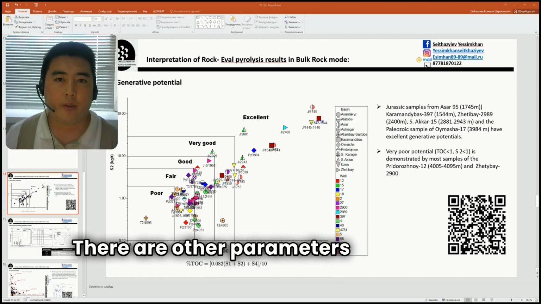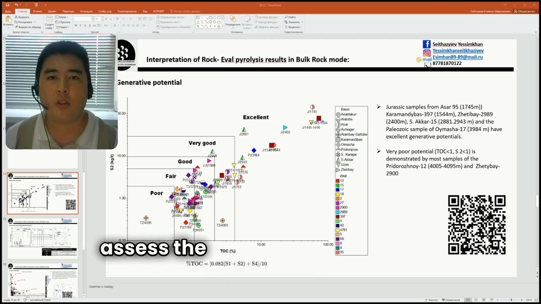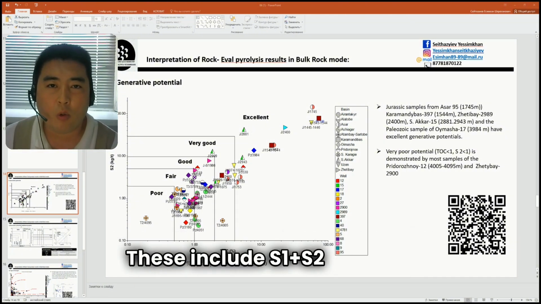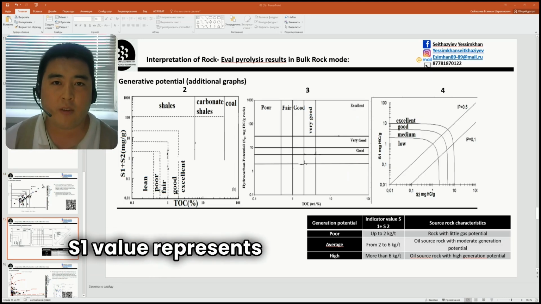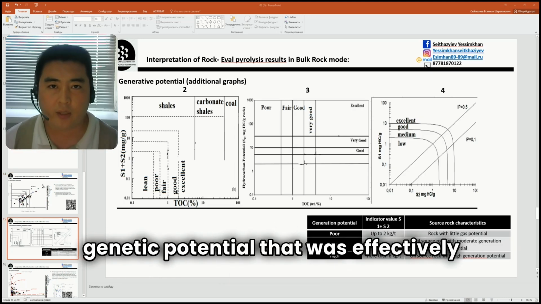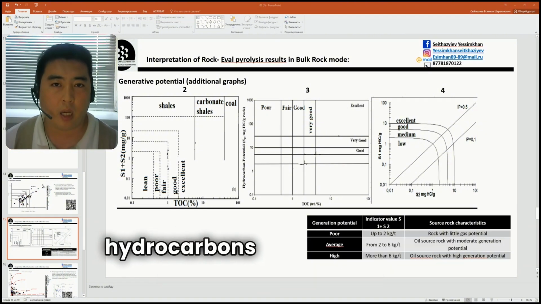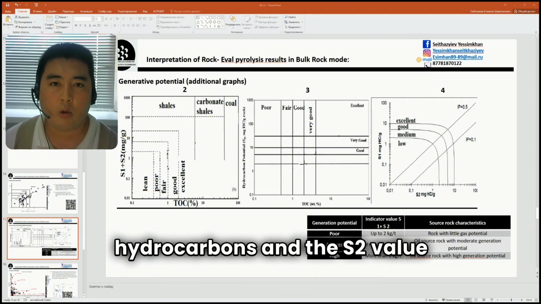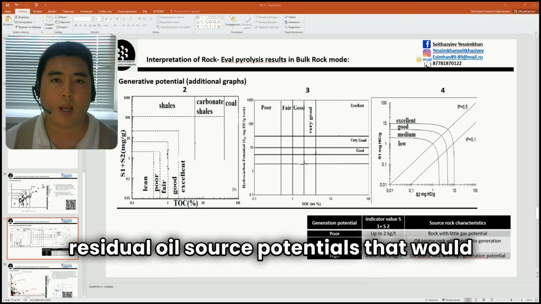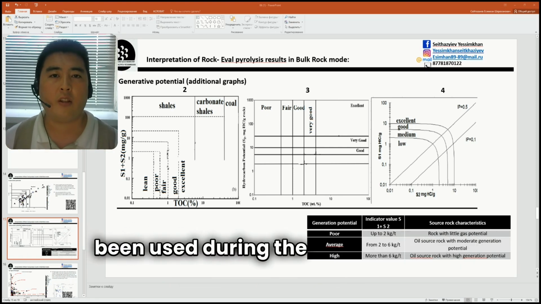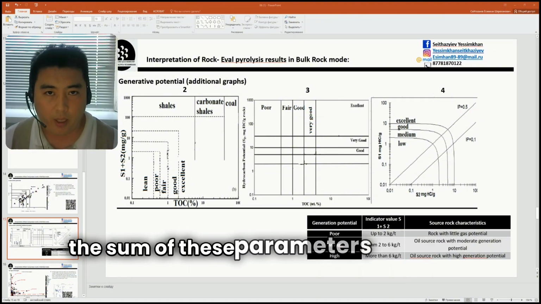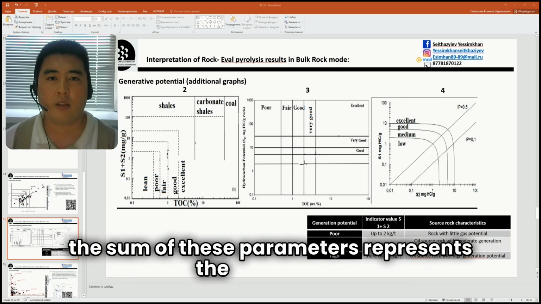There are other parameters that can be used to assess the generative potential of hydrocarbon source rock. These include S1 plus S2, because S1 value represents the proportion of the original genetic potential that was effectively transformed into the hydrocarbons, and the S2 value characterizes the residual oil source rock potentials that would have been used during the generation of hydrocarbons. Therefore, the sum of these parameters represents the generation potential.